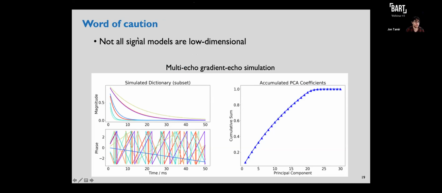Now, one word of caution is just to say that not all signal models are low dimensional, so it's not necessarily going to work for any signal model, and that's why it's important to check first that your data really does live in a low dimensional subspace. So this is an example out of one of our review papers on a multi-echo gradient echo simulation. Because of the phase changes, this data is not well represented through a low dimensional singular value decomposition. And that's evident here where we need more than 20 principal components in order to represent this data set. And so now we're not really benefiting from this dimensionality reduction anymore. So that's important to keep in mind.